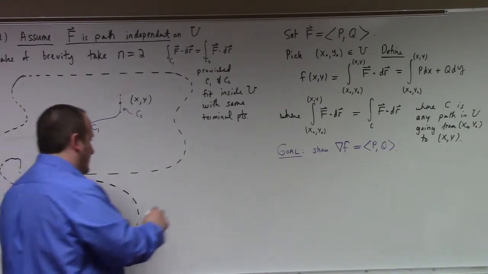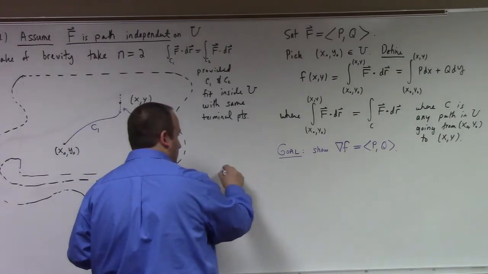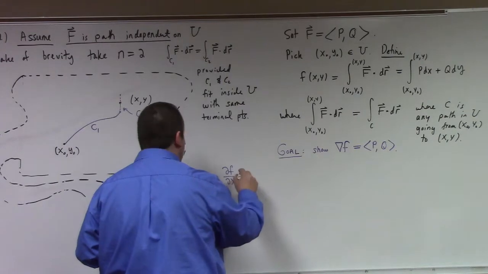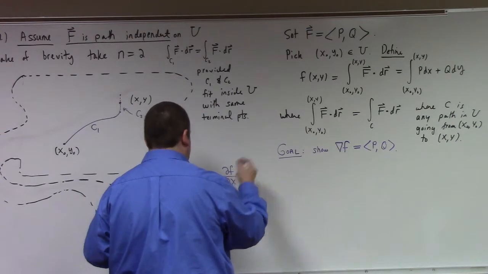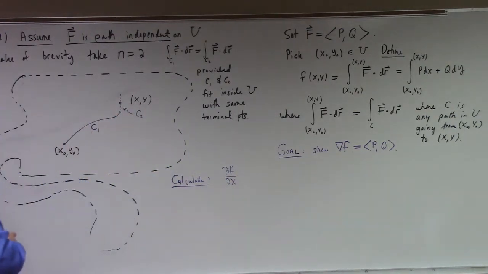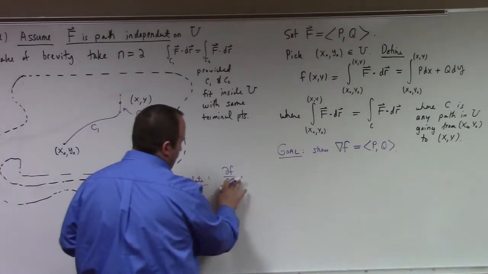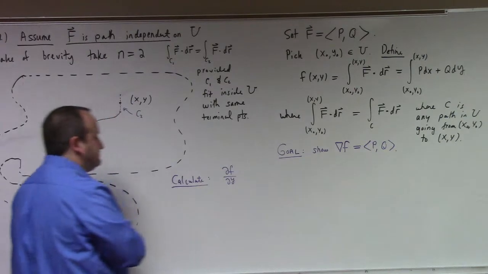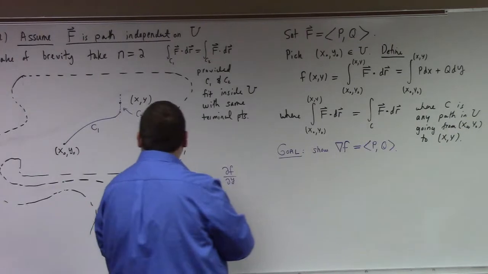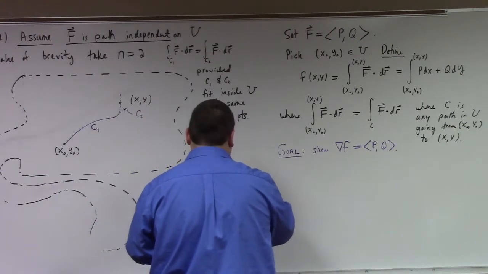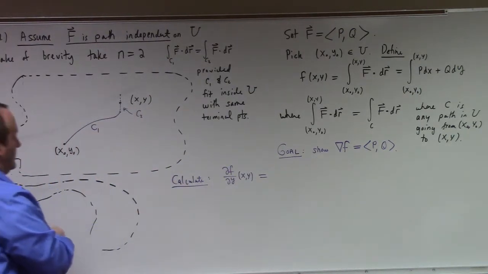All right. Let's try to calculate. What I want to do is I want to calculate partial f, partial x. That's what I'm trying to calculate. So I think that's the wrong path at the moment. This will do partial f, partial y. I'll tell you what, I'll do that. Partial f, partial y, at the point x comma y, I suppose. So that would be the integral.